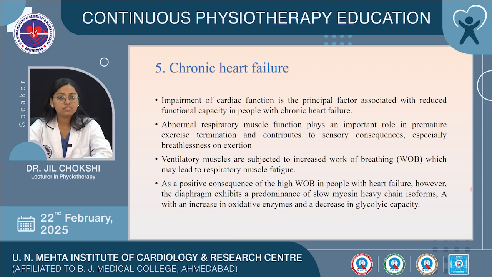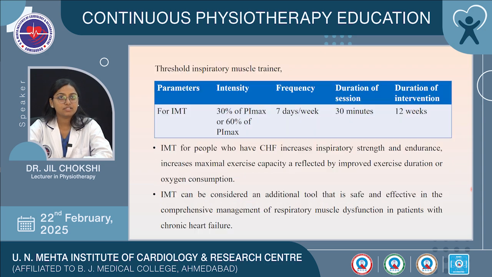As a positive consequence of high work of breathing in people with heart failure, however, the diaphragm exhibits a predominance of slow myosin heavy chain isoforms, with an increase in oxidative enzymes and decrease in glycolytic capacity. With the use of a threshold inspiratory muscle trainer, inspiratory muscle training is performed at 30% of PI max or 60% of PI max for the frequency of 7 days per week, with each session lasting 30 minutes, and the overall duration of intervention is 12 weeks.